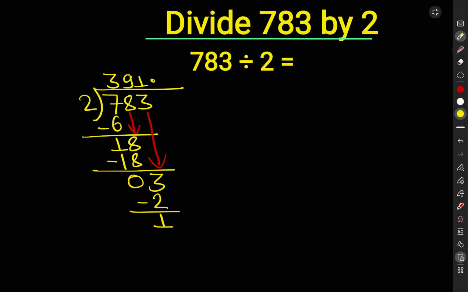So we take here decimal so that we put 0. So it is 10 and 2 times 5 is 10. On subtracting we get 0. So 783 divided by 2 is 391 decimal 5.